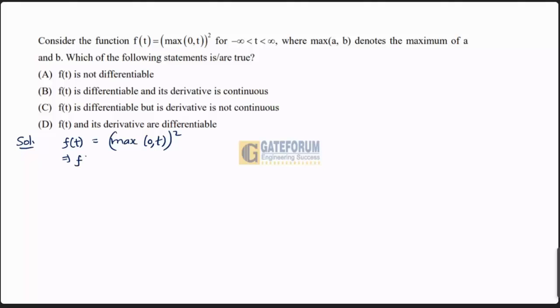This can be divided into 3 cases: when t less than 0, t greater than 0, t equal to 0. When t is less than 0, t is negative, then the maximum of 0 comma negative is 0. So 0 for t less than 0. When t is equal to 0, the maximum of 0 comma 0 is 0. When t is greater than 0, the maximum of 0 comma positive is positive only, so t for t greater than 0.